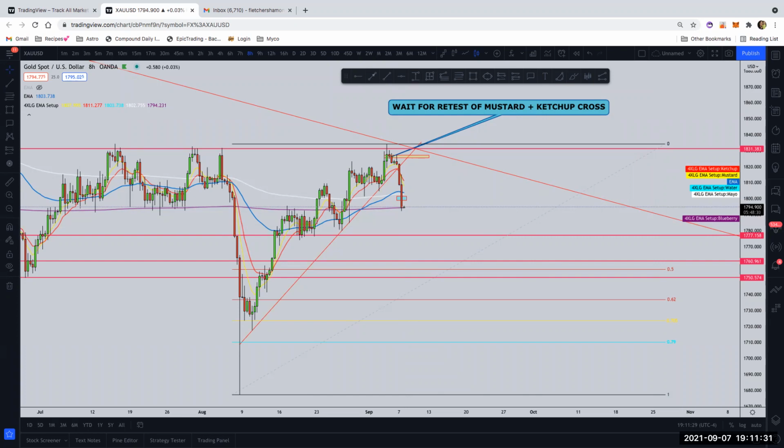Yeah, it would have to break market structure. Market structure is still definitely important. Absolutely.